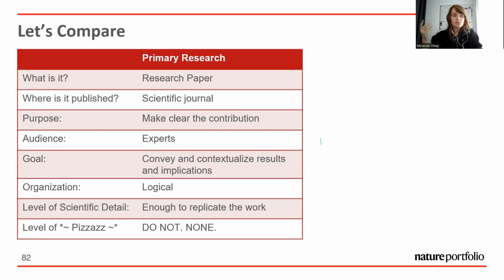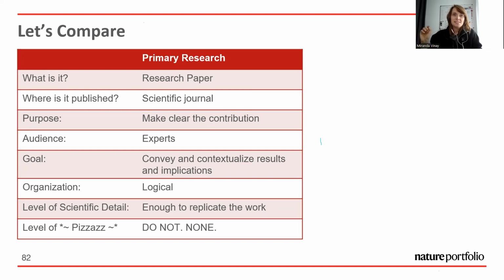So in primary research, what are you writing? It's a research paper, and it goes into a scientific journal, such as mine, and it makes the contribution clear: what your work adds to the scientific literature, what the significance of your work is, what the novelty is. And your audience is almost always other experts.